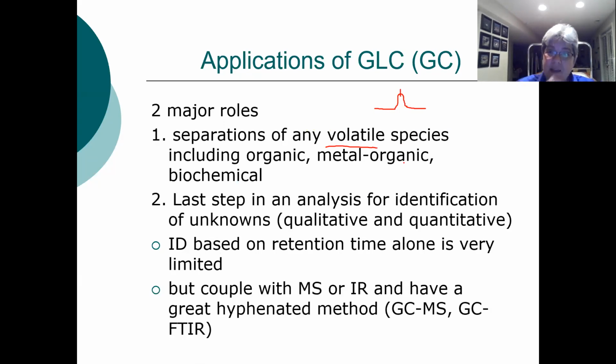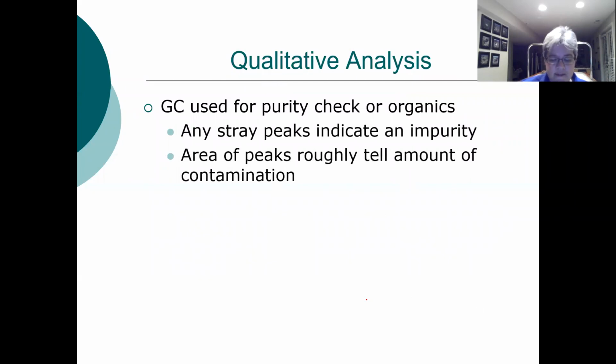But if I take that peak now and I collect it, and now I go do other chemistry on it, methods we haven't studied, but something called mass spec and IR, these are very good at answering the question, what is it? Okay, so we use GC to purify it, and then I go do more tests using other methods to tell me what is this thing that I don't know. Okay, so for qualitative analysis, one of the things you can do is you can actually use it to determine if something is pure or not.